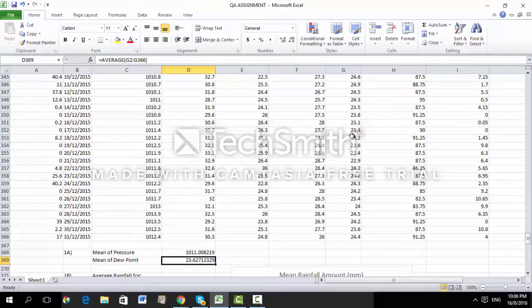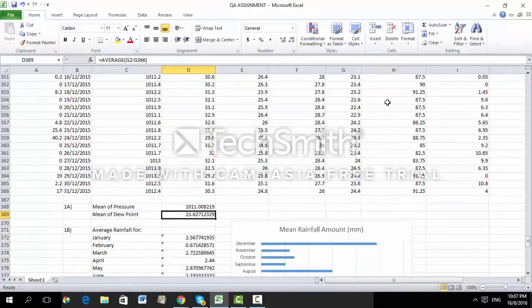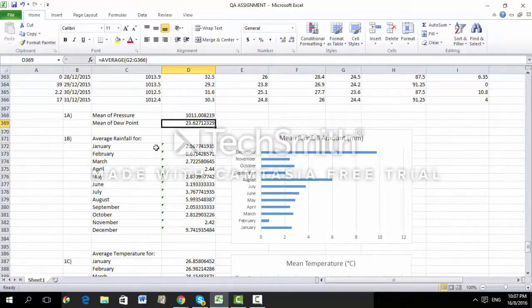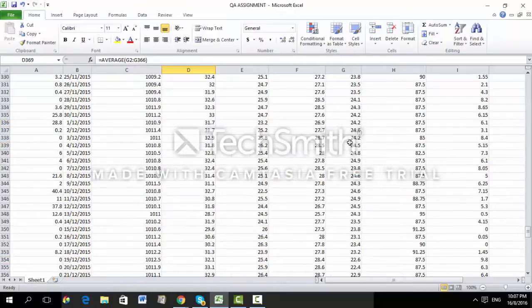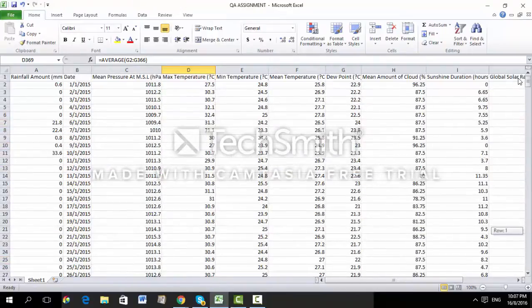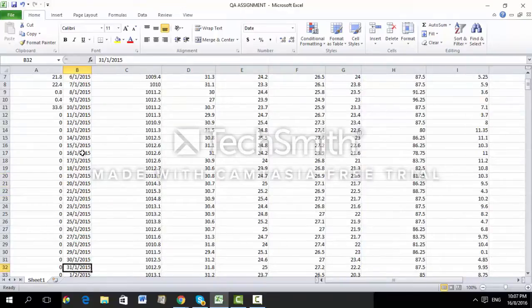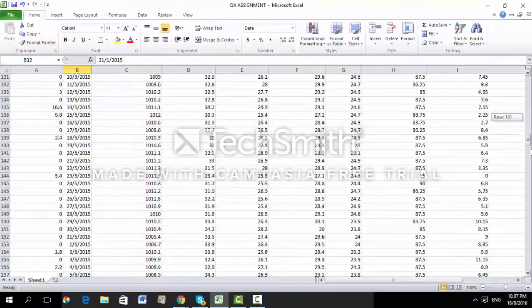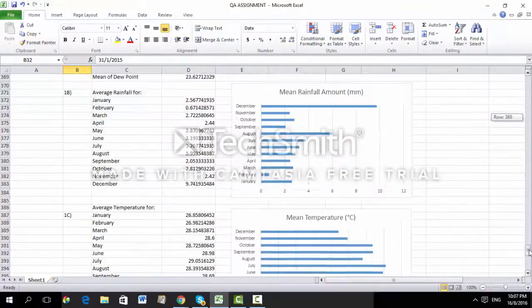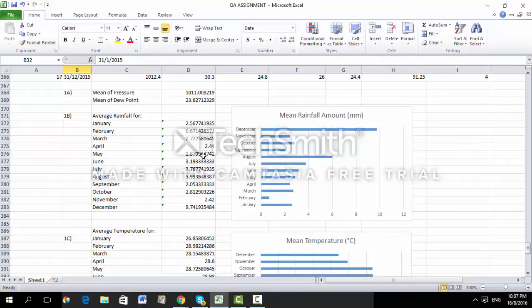So for part B, plot the average daily rainfall amount with a bar chart for each month in the year. So basically what I did was I calculated the average of each month. Let's say for January, from here all the way to here, I calculated the average for January and did the same for all the months. And then after that, I just highlight this whole part, and then I just plot this graph right here.